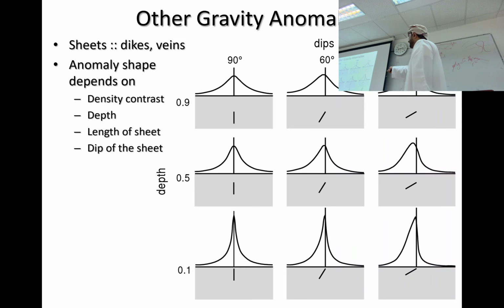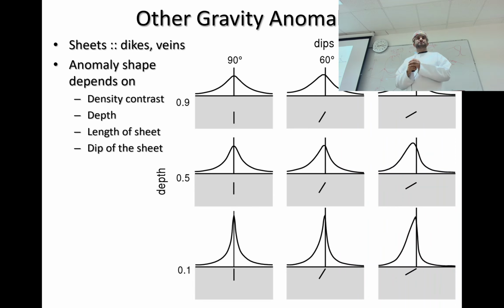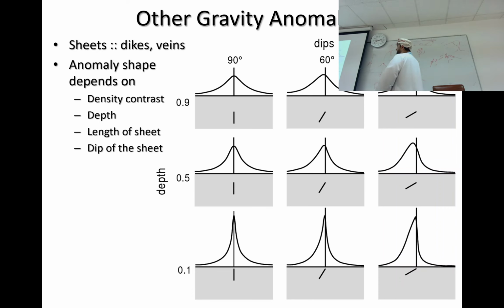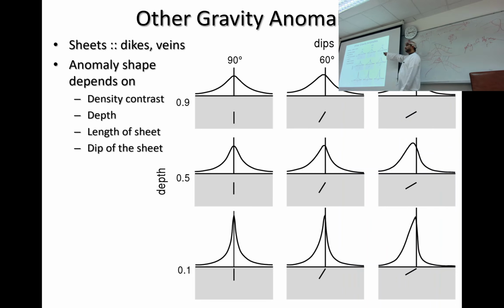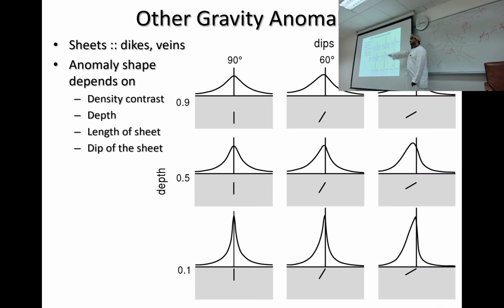If I keep inclining it, what happens? It gets squeezed. Do you know what squeezed means? It becomes asymmetric. So the maximum value is always where? At the center of the sheet.